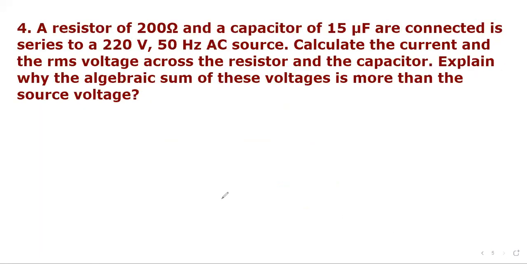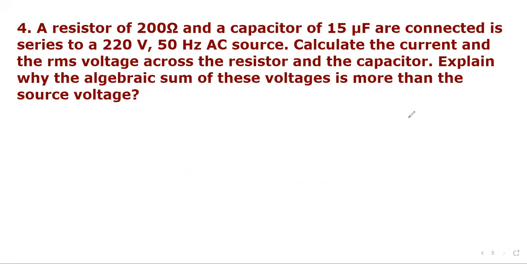Let's see the next question. A resistor of 200 ohm and a capacitor of 15 microfarad are connected in series to a 220 volt 50 hertz AC source. Calculate the current and the RMS voltage across the resistor and the capacitor. Explain why the algebraic sum of these voltages is more than the source voltage.